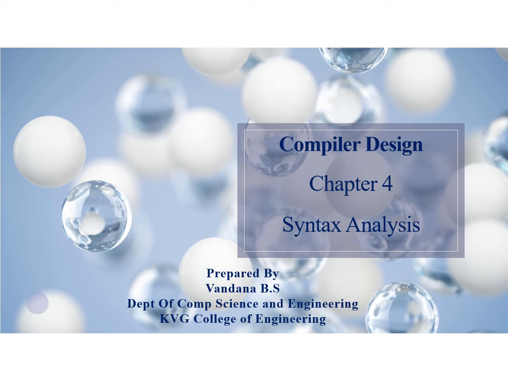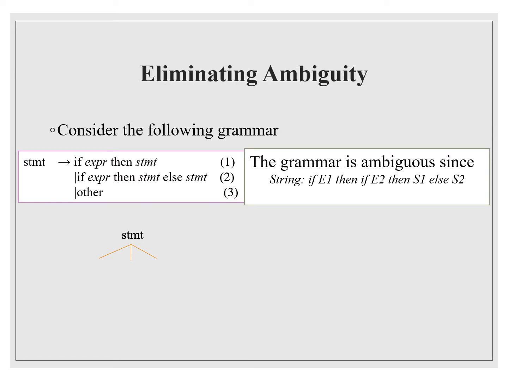Continue with the ambiguous grammar. In this particular example, the grammar is: statement derives if expression then statement, or if expression then statement else statement, or other. Let us have this string: if E1 then if E2 then statement 1 else statement 2.